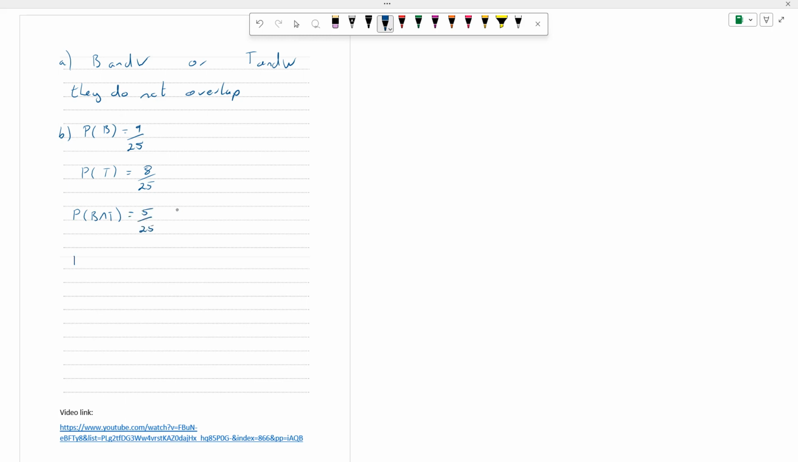Okay, so I'm going to test it. If I do the probability of B times the probability of T, we see what that gives me. Okay, it gives me 72 over 625, which doesn't equal my overlap, does it? It doesn't equal my intersect. And because of that reason, B and T are not independent.